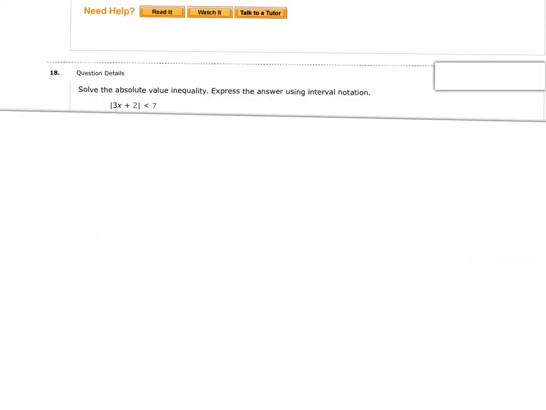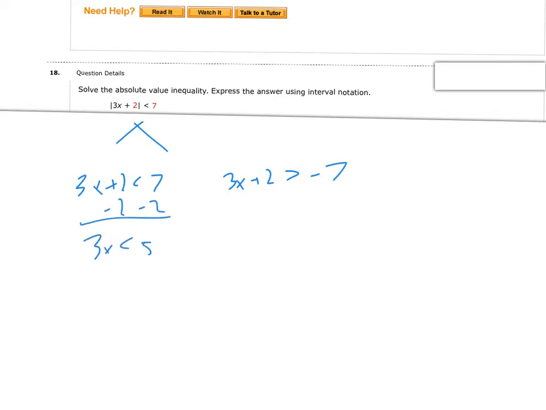All right, number 18 here looks like the absolute value is already isolated, so I would split it up. So 3x plus 2 is less than 7. And then 3x plus 2, I would switch everything on the outside and nothing on the inside. So greater than, sorry, just greater than -7. So then I would solve each of these. So then 3x is less than 5.